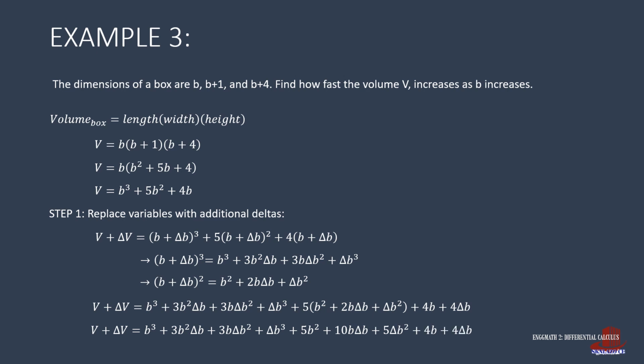plus delta V is equal to B cubed plus 3B squared delta B plus 3B delta B squared plus the cube of delta B plus 5B squared plus 10B delta B plus 5 times the square of delta B plus 4B plus 4 times delta B.